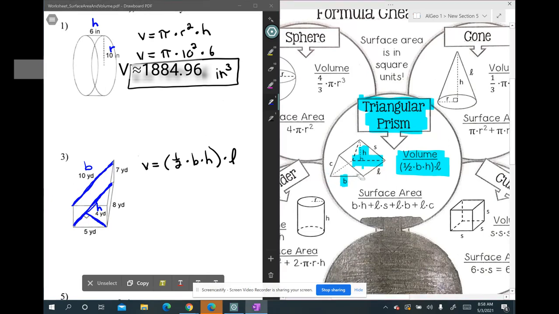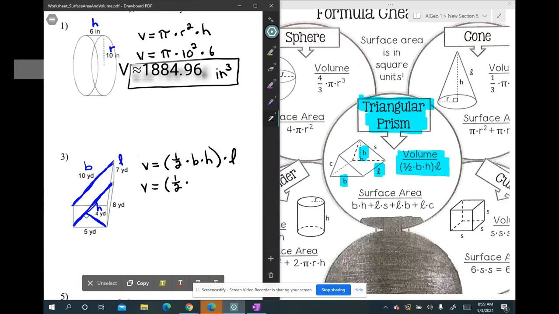And the trickiest part is our length. So our length is right here. But in ours, if you imagine your triangle is being pushed out to make a 3-dimensional object, and the way our shape is turned, instead of the triangle being the back, it's actually our bottom. And so our length or our L value is 7. So we're not going to use 8 yards or 5 yards in our formula for volume. Then all we're going to do is substitute in those 3 values and find our calculation.